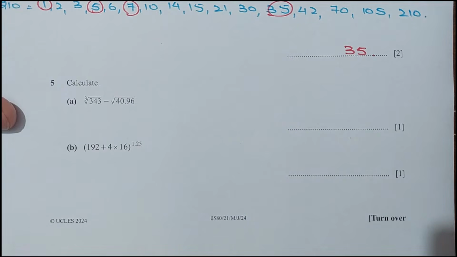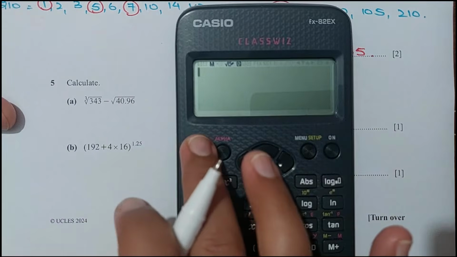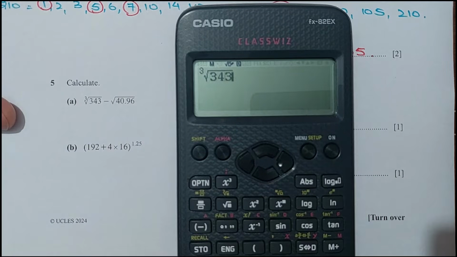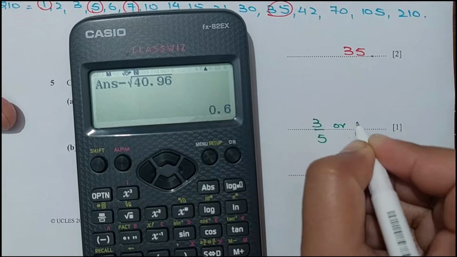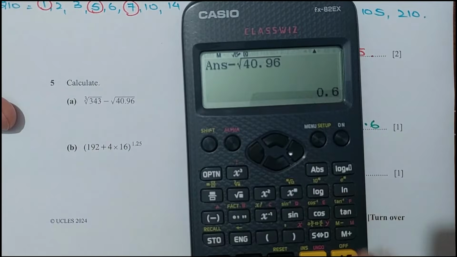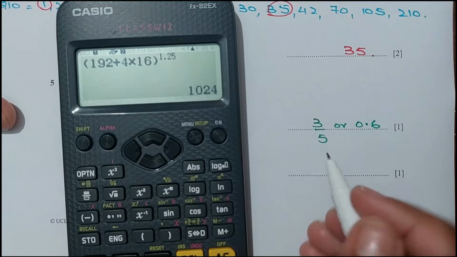Question number 5, calculate part A. The cube root of 343 minus the square root of 40.96, which is 5 by 2 or 5 by 3. Sorry, 3 by 5, or we can say 0.6. The next one is bracket 192 plus 4 times 16 bracket to the power of 1.25, which is 1024.